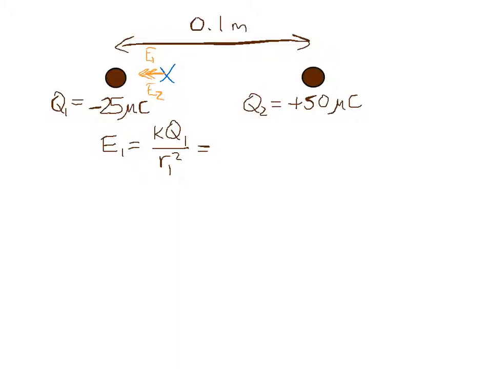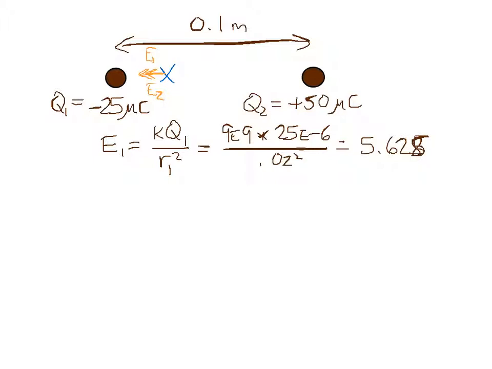So if you plug in 9 times 10 to the 9th times Q1, which is 25 times 10 to the negative 6, divided by 0.02 squared, you'll get an electric field due to charge 1 of 5.625 times 10 to the 8, and remember electric field is measured in units of newtons per coulomb. Let's do the same thing for the electric field due to the positive charge. So that's going to be K Q2 over R2 squared.